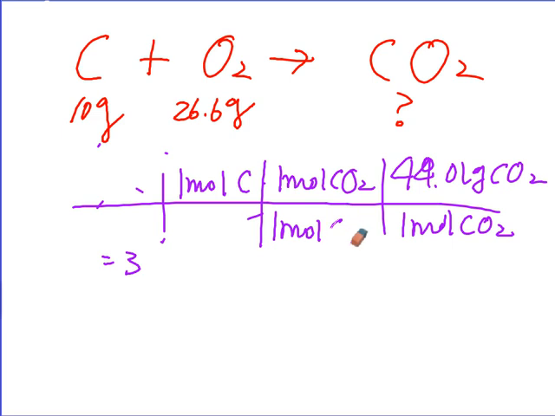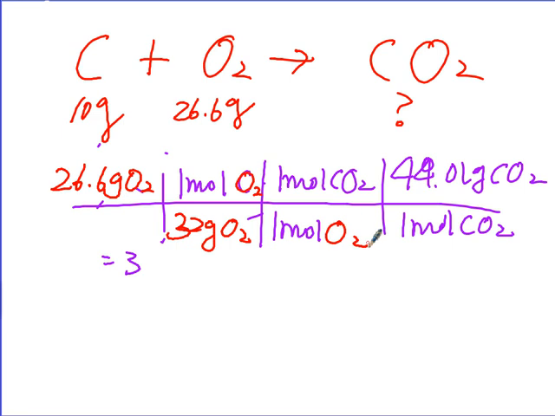Okay, so I'm going to keep most of it in, but I'm just going to rewrite it. So here I'm starting with 26.6 grams of O2. That gives me 32, right? 32 grams of O2 for every 1 mole of O2. For every 1 mole of O2, I have 1 mole of carbon dioxide. For 1 mole of carbon dioxide, I have 44.01 grams of CO2. Do the math, what do you get?